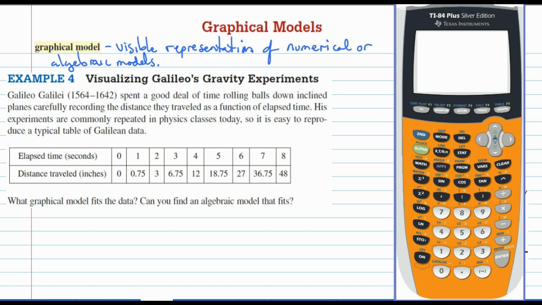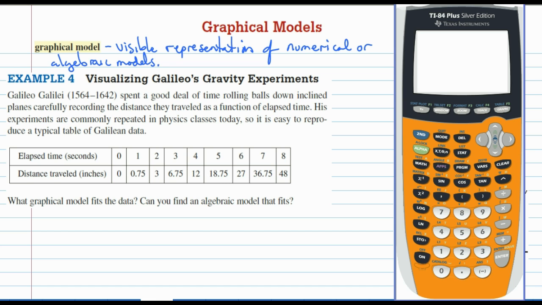Galileo Galilei spent a good deal of time rolling balls down inclined planes, carefully recording the distance they traveled as a function of elapsed time. What a party animal. His experiments are commonly repeated in physics classes today, so it is easy to reproduce a typical table of Galilean data. So here it is. The question is, what graphical model fits the data, and can you find an algebraic model that fits this? Well, we're going to do both.